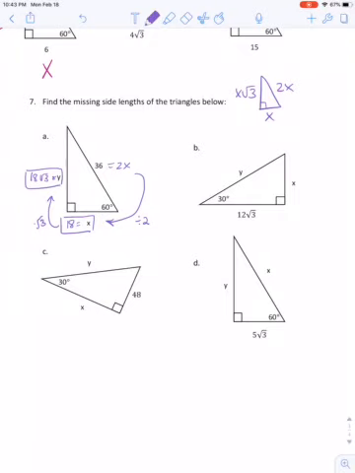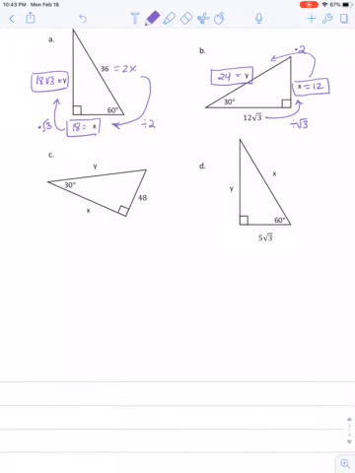Okay, those are the rules. If you're confused on why those rules are the way that they are, do the Pythagorean theorem over and over again. Okay, but these are the rules you need to know. B, 12 square root of 3 is the long leg. So to go from long leg to short leg, you're going to divide by the square root of 3. That basically cancels that out, and I'm left with 12. Okay, if the short leg is 12, the hypotenuse, you multiply by 2, so y is 24. 12 times 2 is 24.